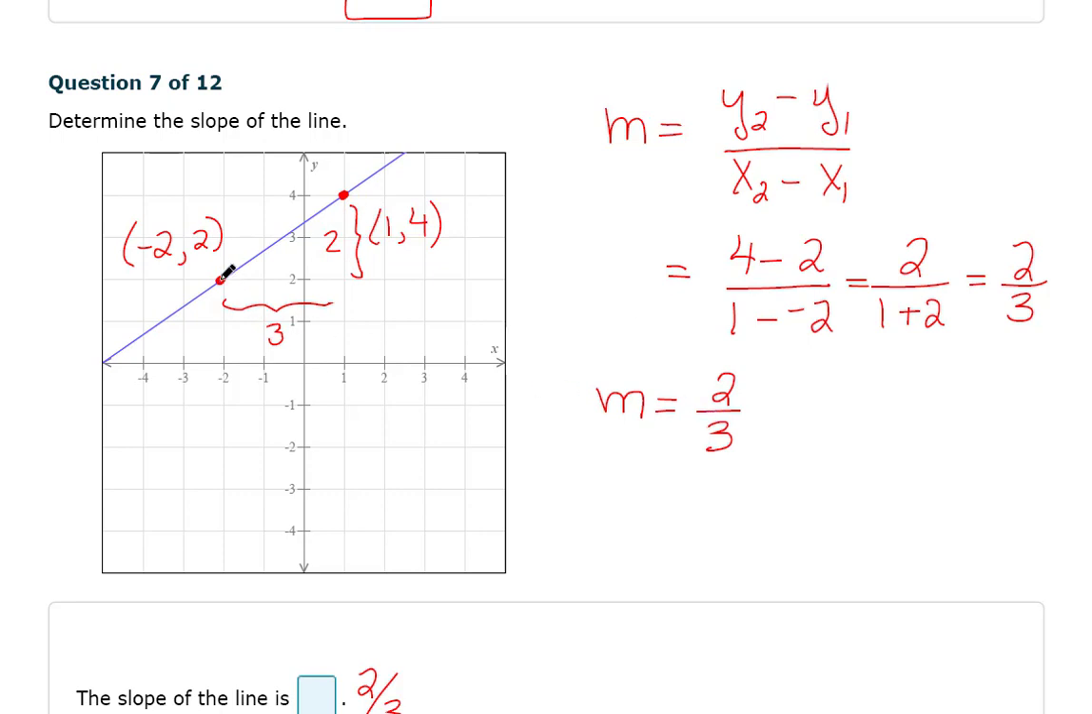Or I could pick the 2 points, -2, 2, and 1, 4. So let's see, 4 minus 2, over 1 minus, here's what I was talking about, the minus connecting them, and here's the -2, so minus a minus is a plus. And so the slope of that line is 2/3.